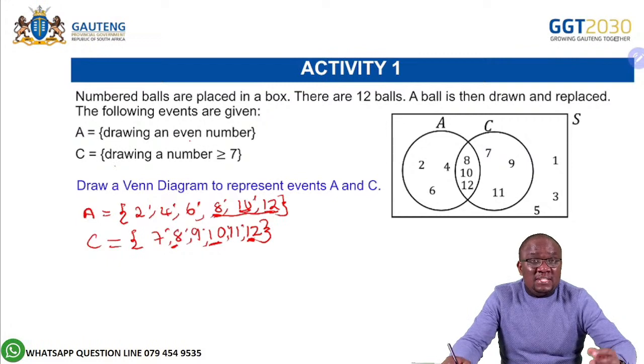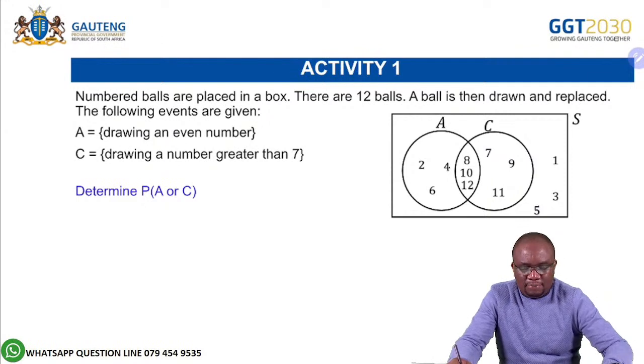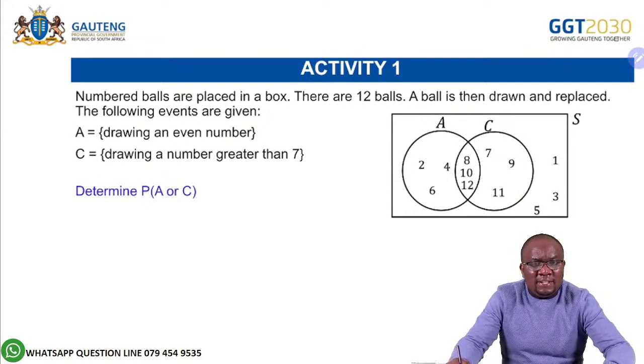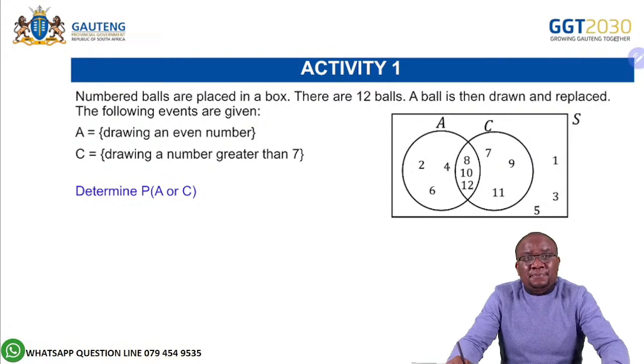So these are the types of questions you're going to get in the exam. And then determine the probability of A or C. Let's try to do that in 1 minute. I'm going to be giving you questions now. You answer them, I give you the answer. I give you the question, you try it, I give you the answer, like that till we end. Okay, let's try for 1 minute.